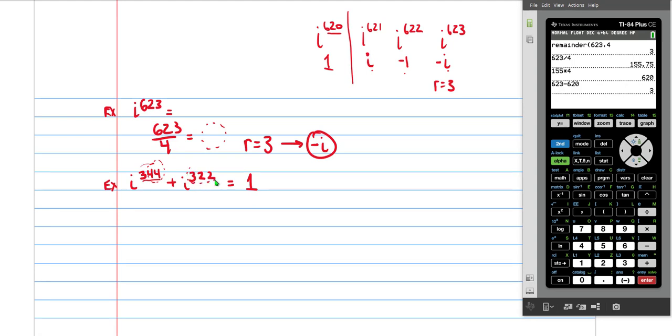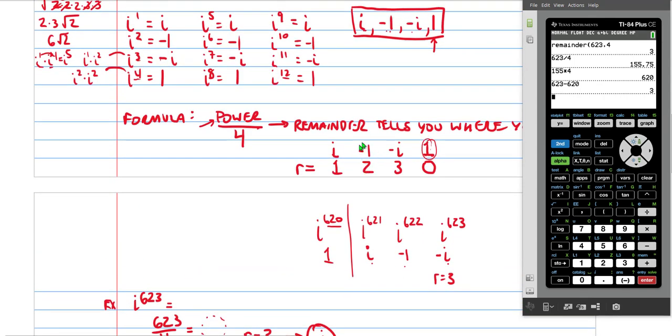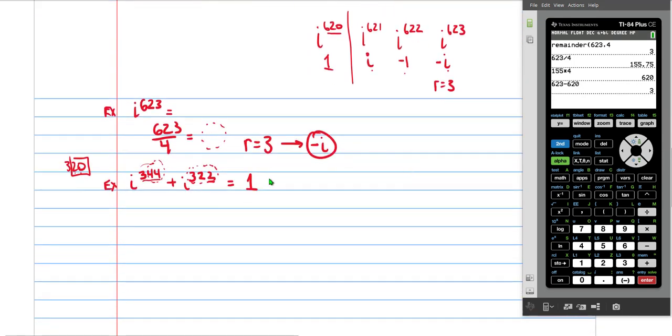For this second power, again, I'm going to use my knowledge of multiples of 4. I know that 320 would be a multiple of 4 because the last 2 digits are a multiple of 4, which means that 322 is 2 above a multiple of 4, which means that when I divide 322 by 4, I'm going to get a remainder of 2. Well, when my remainder is 2, I'm at the second item in my pattern, which is negative 1, which means I am adding to my 1 a negative 1, which means the answer here is 0. So again, there are multiple ways that you can go about figuring out the powers of i. There are ways to use the calculator, there are ways to not use the calculator. You probably should be aware of all of those ways.